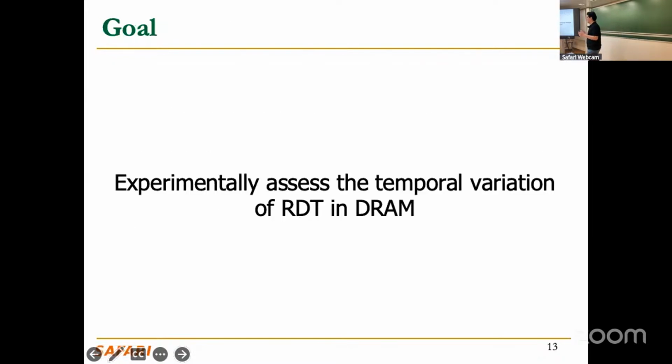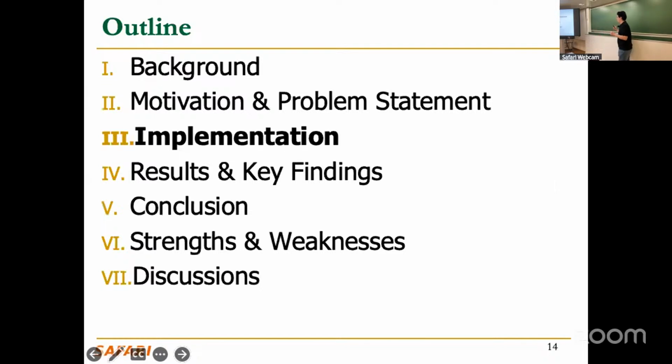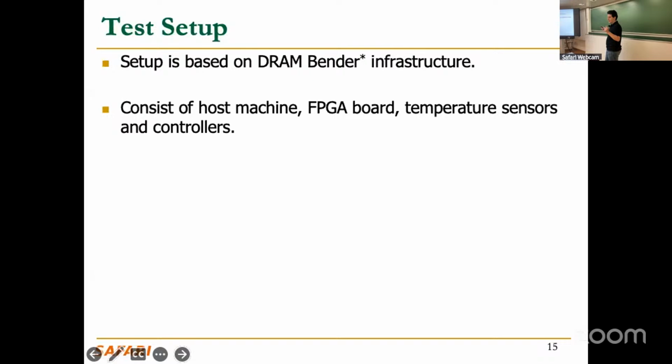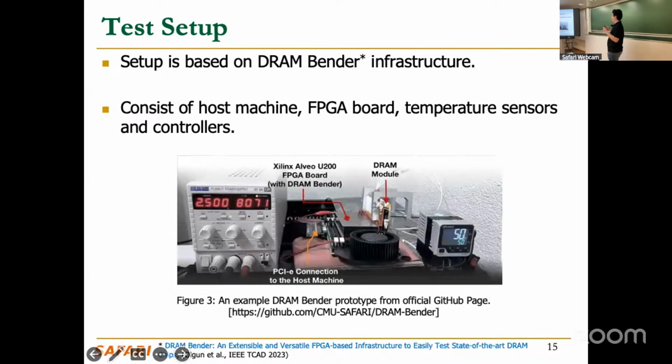So the goal of this study, in essence, was to experimentally assess these temporal variations of disturbance threshold values in a DRAM. So I'll also show the experimental setup they used. The test setup is based on DRAM Bender infrastructure, which is an open source infrastructure implemented by SAFARI to test different types of conditions for each DRAM. In essence, it consists of host machines, FPGA board, temperature sensors, as well as controllers, like shown here.